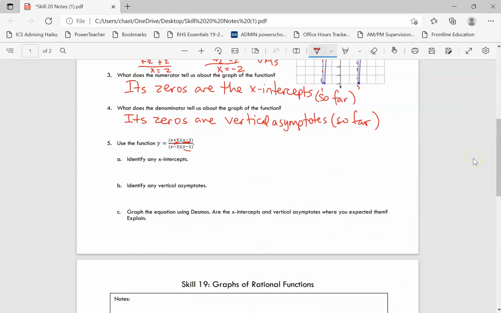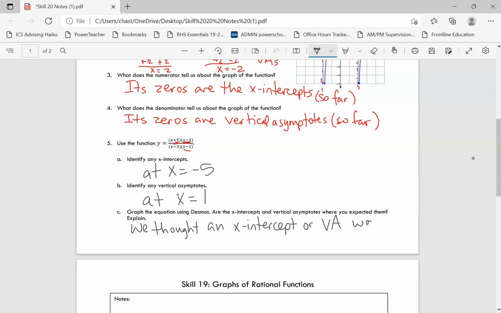Okay, so the x-intercept definitely happened at x equals negative 5, and the vertical asymptote happened at x equals 1. But let's see, we thought an x-intercept or VA would be at x equals 3, but instead there was a hole.